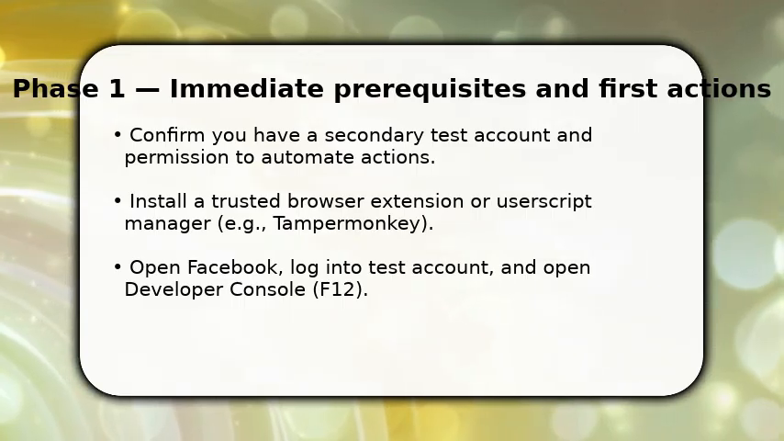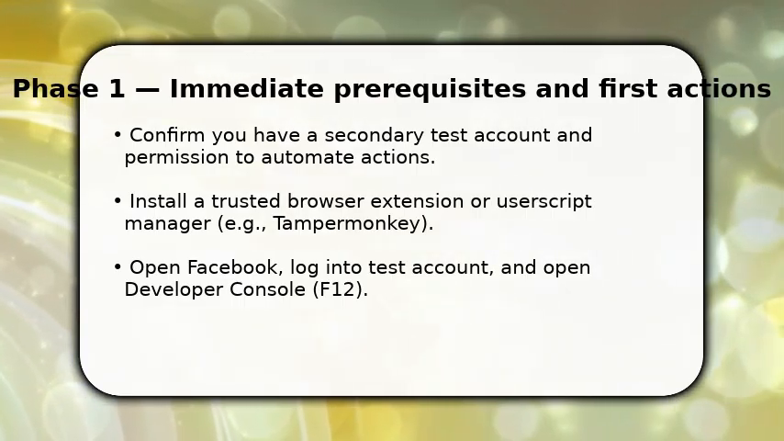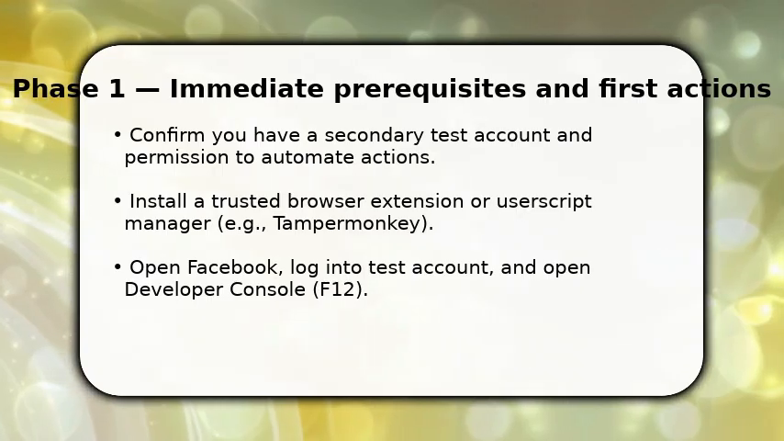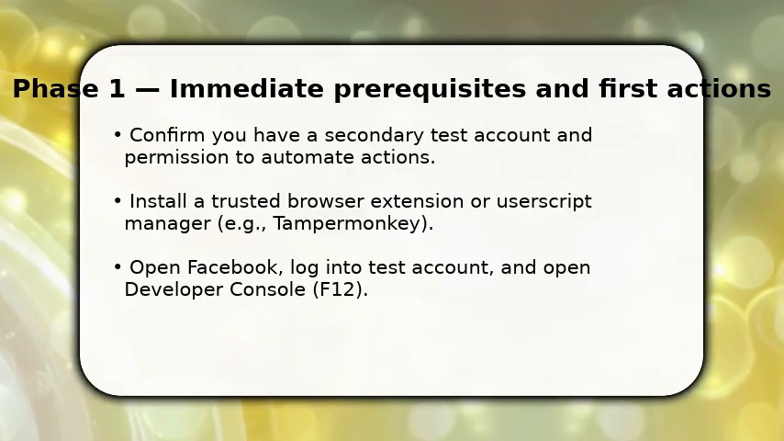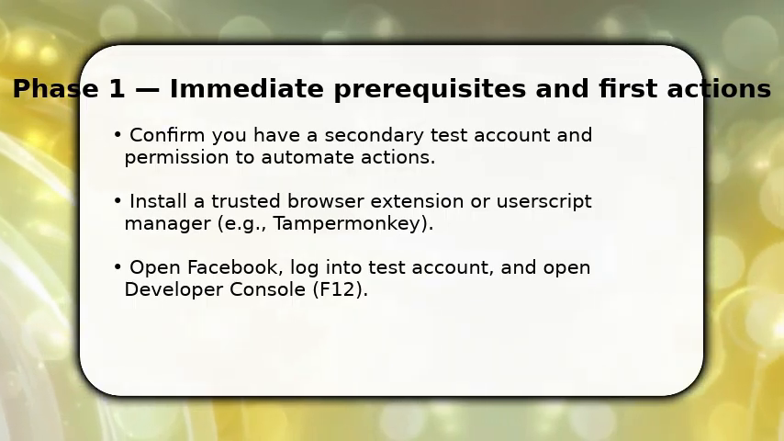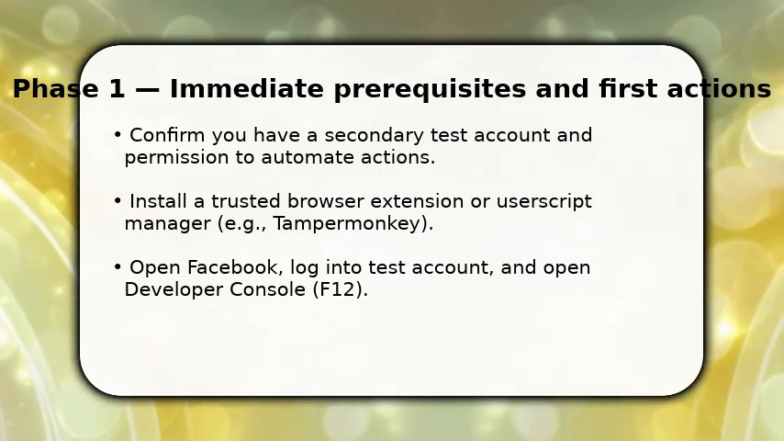Then open the browser developer console with F12 and navigate to the page you want to automate. Make sure you understand Facebook limits and that you won't violate terms. This is why you test. Finally, create a new user script placeholder so you can paste the automation logic next.